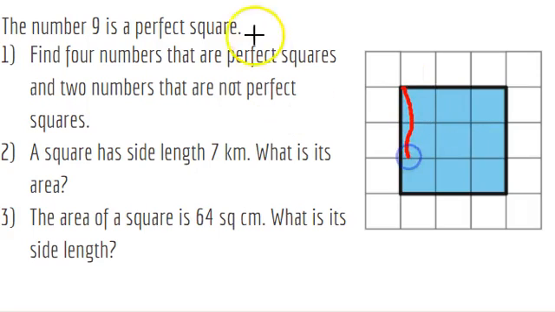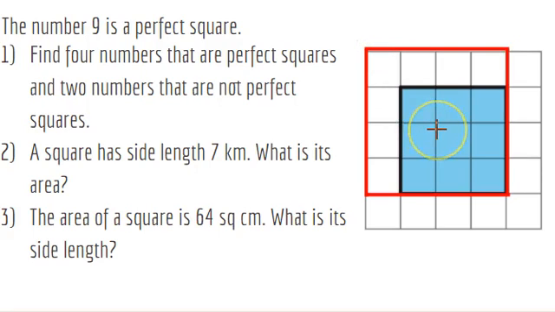So if I go 2 by 2, that makes 4. 4 is a perfect square. If I make 4 by 4 as a square, that makes 16. 16 is a perfect square. Okay, and I'm sure you've come up with lots of others. There's plenty of them that we could do.